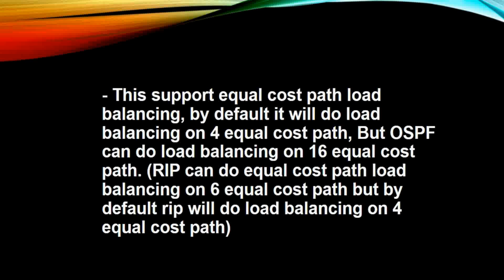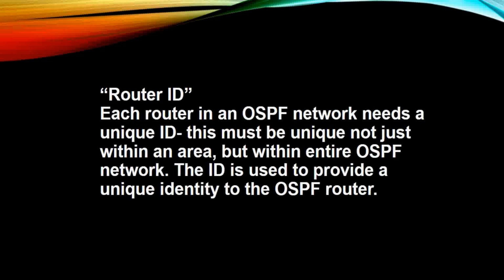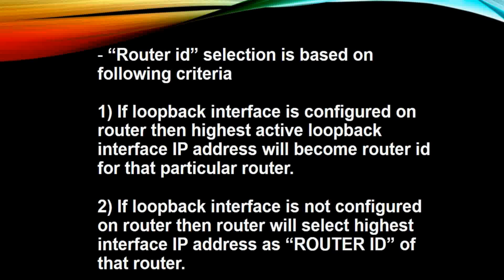Router ID. Each router in an OSPF network needs a unique ID. This must be unique not just within an area, but within an entire OSPF network. The ID is used to provide a unique identity to the OSPF router. Router ID selection is based on the following criteria. 1. If a loopback interface is configured on the router, then the highest active loopback interface IP address will become the router ID for that particular router. 2. If a loopback interface is not configured on the router, then the router will select the highest interface IP address as the router ID of that router.